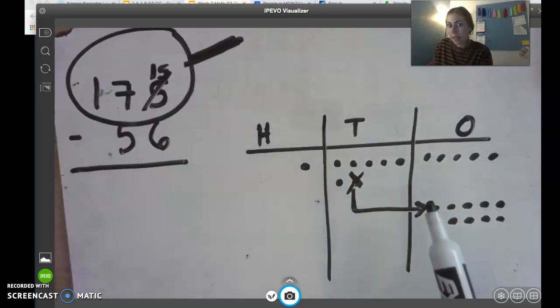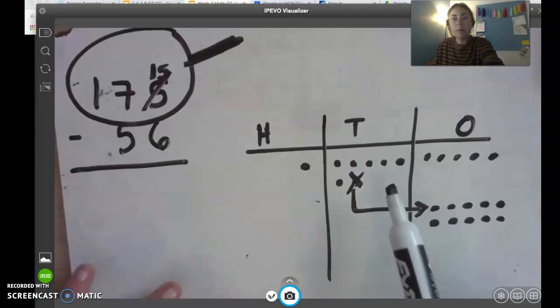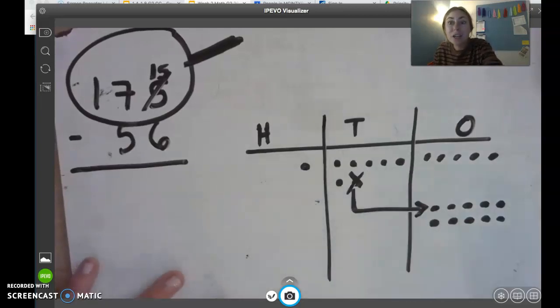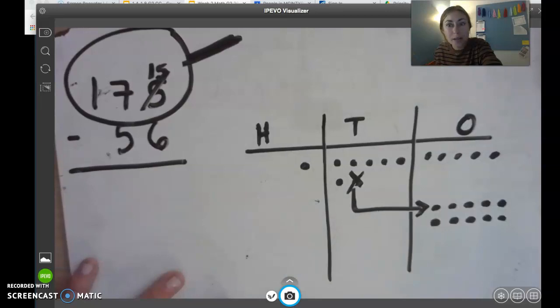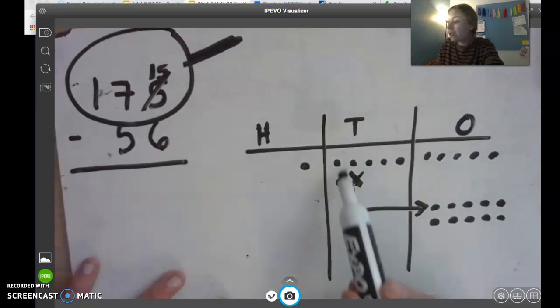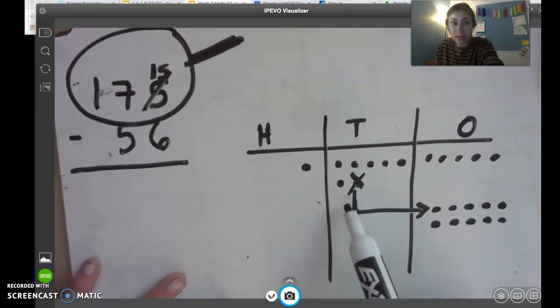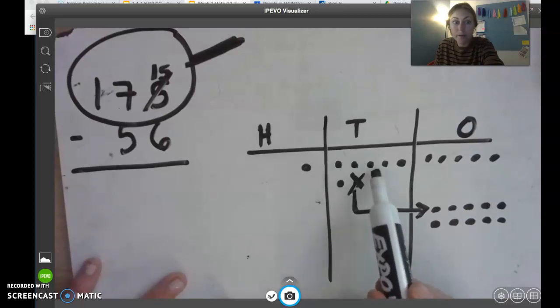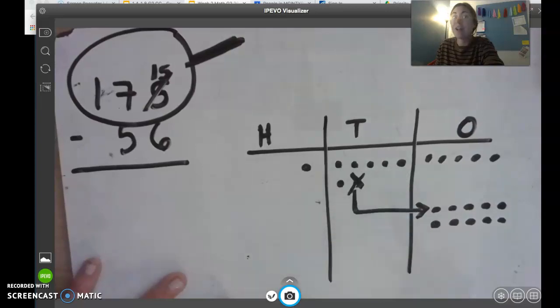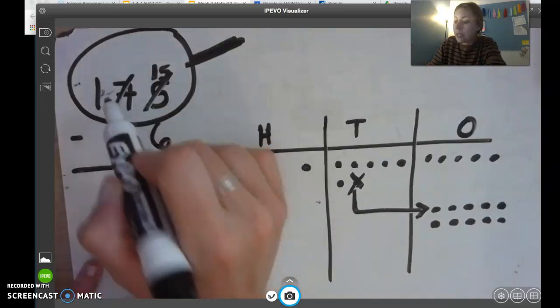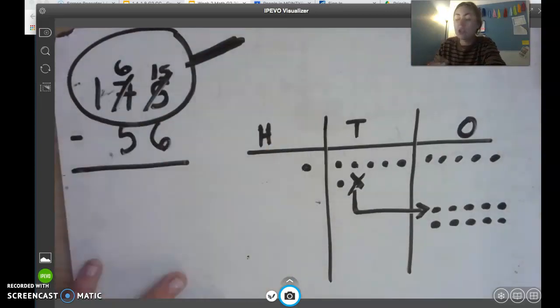I can take, oh, but the amount of tens has changed too. I almost got tricked. I have to change that as well. It used to be 7 tens, but there aren't 7 tens. Let's count. 1, 2, 3, 4, 5, 6. Now there's 6 tens. So in my tens place, I'm going to change my 7 to a 6.